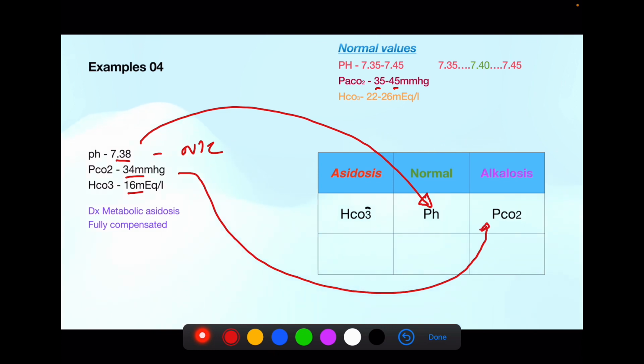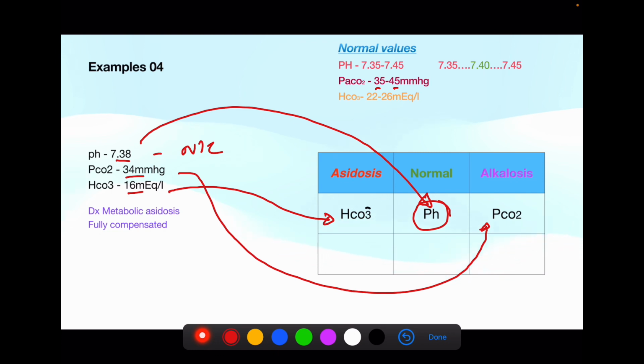Then bicarbonate: 16. What will happen when you are excreting more bicarbonate? The pH tries to come down to the acidosis side. Then your bicarbonate belongs to the acidosis column. Now here also you can't take the diagnosis directly. You have to work it out, exclude other pathologies and come to the conclusion. Since your pH is in the normal range, this is definitely a fully compensated ABG.